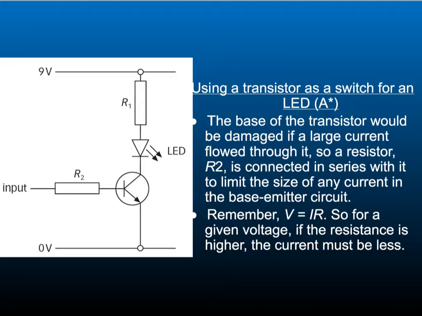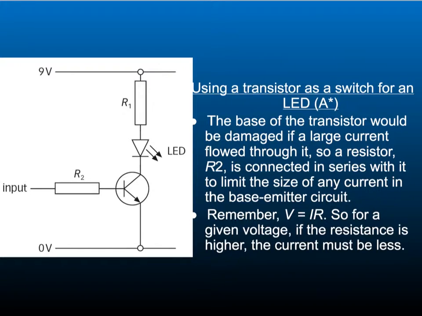Transistors can be used as a switch for an LED. When there's a current in the base, the transistor is turned on. This allows current to pass through resistor 1 and the LED, turning it on. If there's no current in the base, the LED remains off.